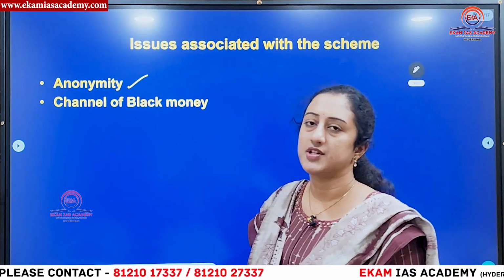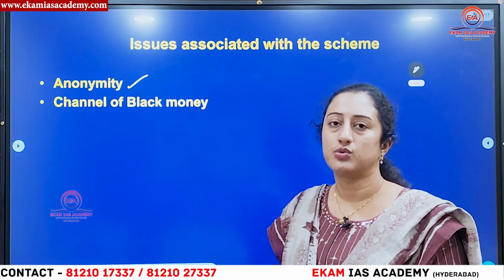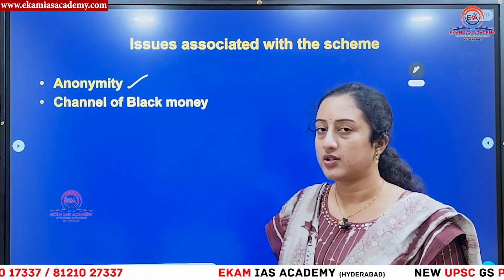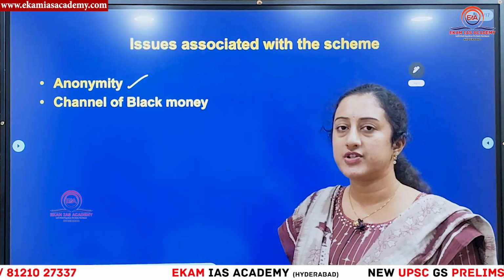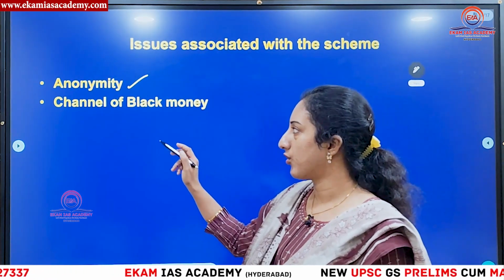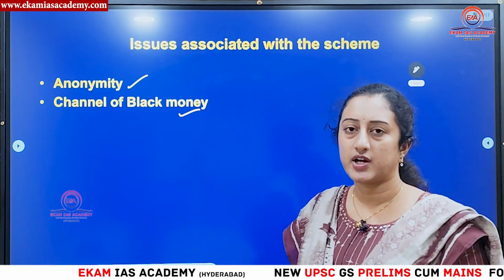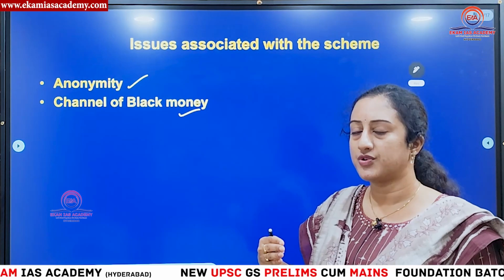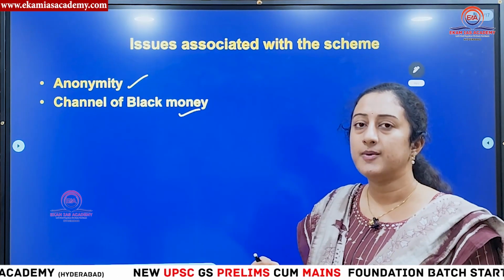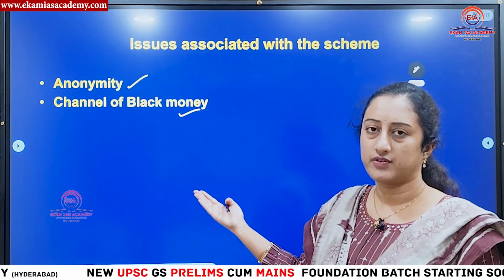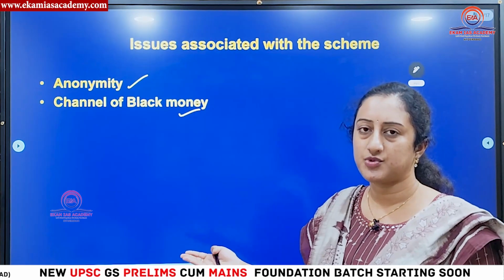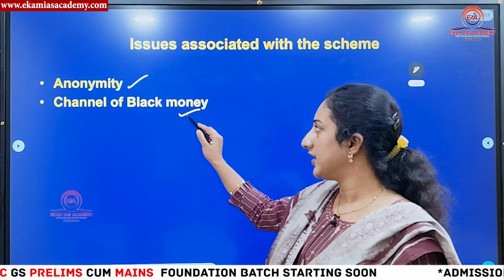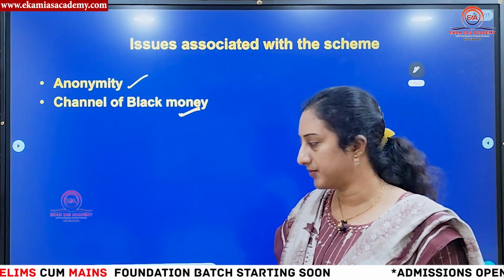The main thing is donor anonymity. The name of the donor, who is contributing how much to which political party, all this is not revealed. That is the main drawback. And it is a channel of black money, as we have discussed. Previously, above 20,000 they had to report, but now they have decreased the amount to 2,000. But still, as the donor's anonymity is not revealed, and it is given IT exemption and all, these are the things which are attracting the criticism. That is why this is also considered a channel of black money itself.